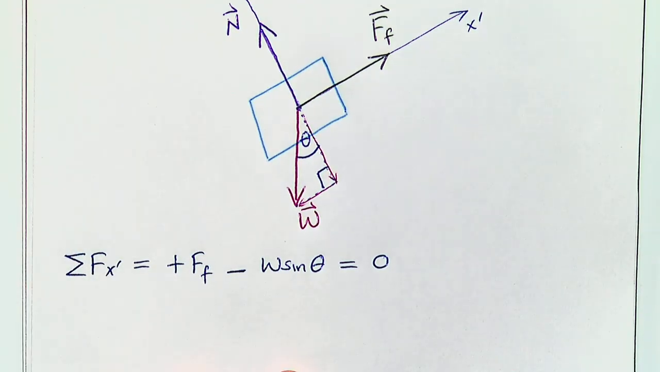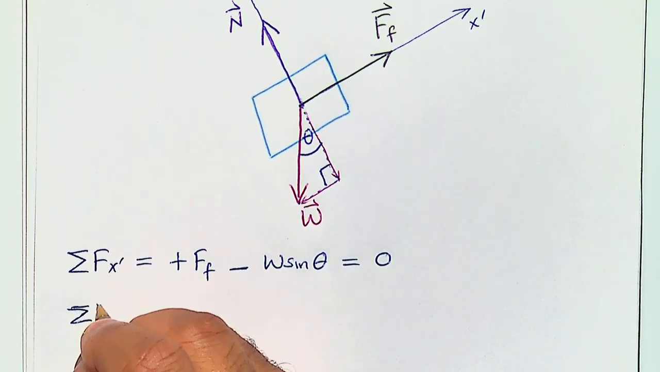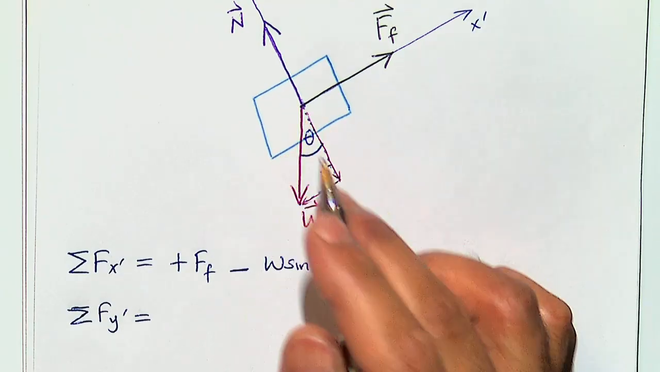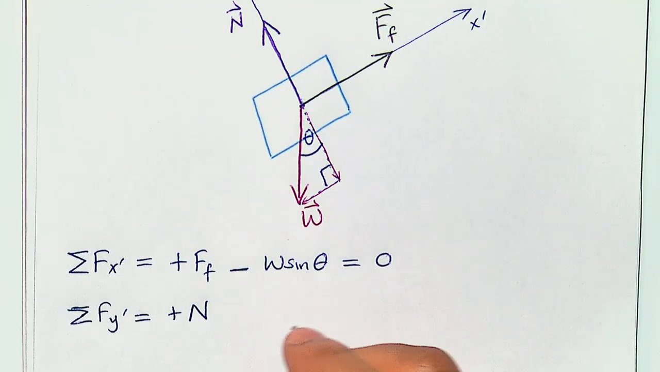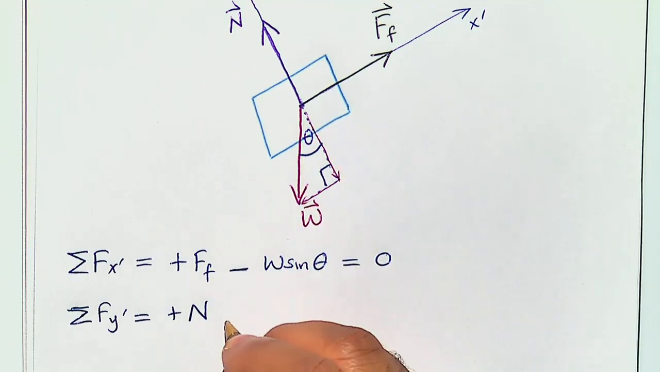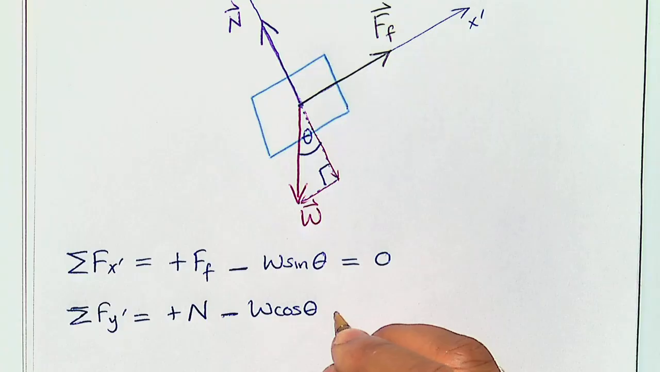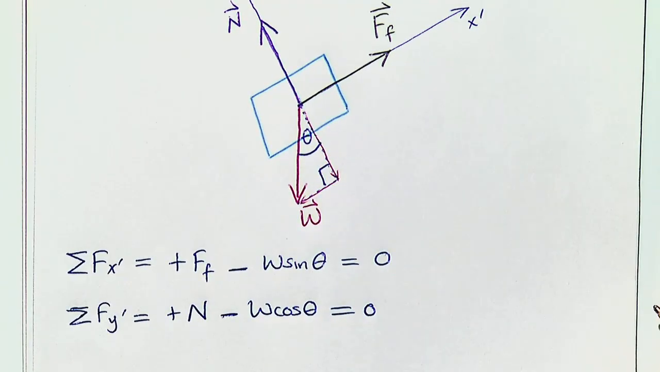Okay, so then we're going to do the same thing for the y. So sum the forces in the y direction. What are those? Well, we have the normal force in the positive direction, and then, like I said before, the negative weight times cosine of theta is equal to 0. So doing a little SOHCAHTOA, finding sides of a right triangle.